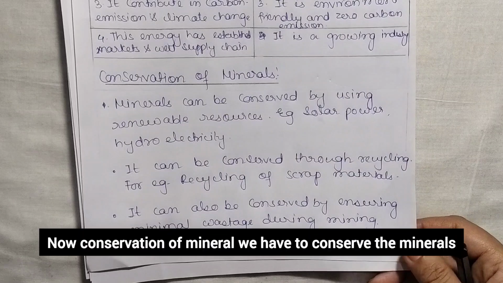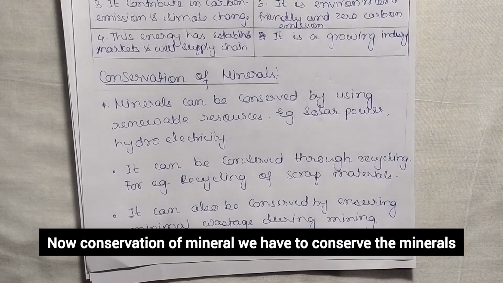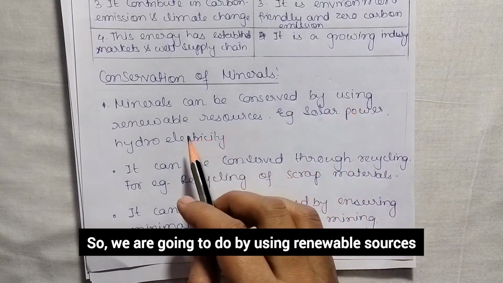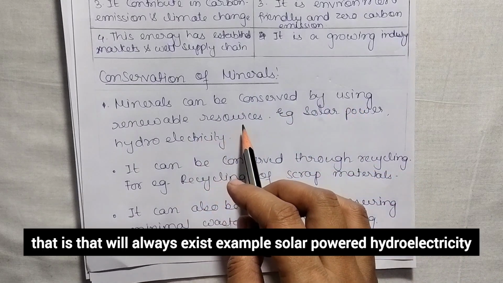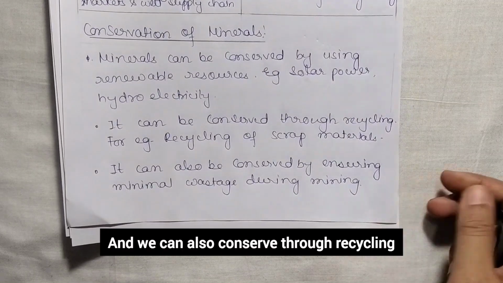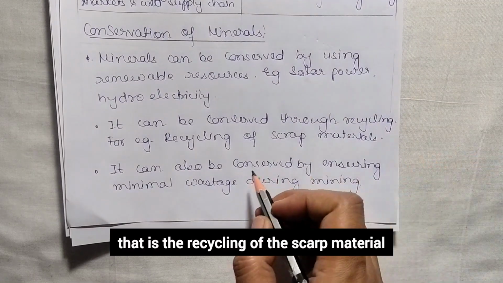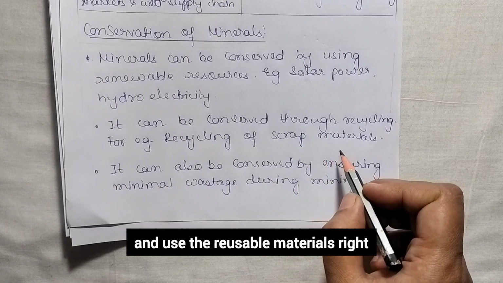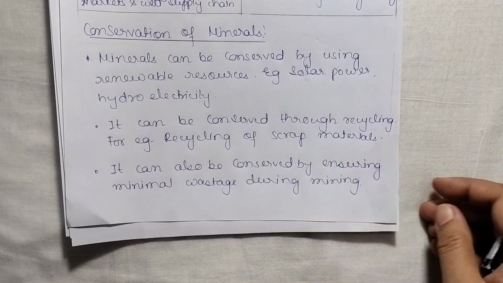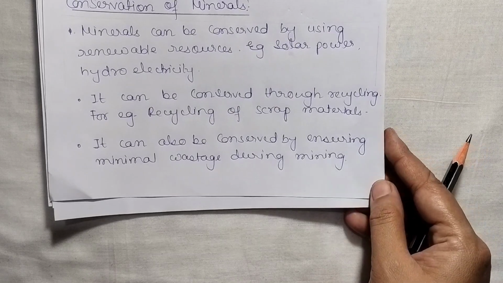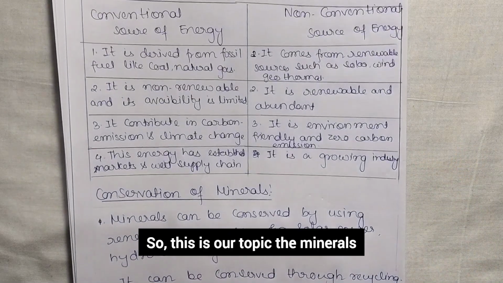Now conservation of minerals, we have to conserve the minerals, and how are we going to do it? So we are going to do it by using renewable sources that will always exist. Examples are solar power and hydroelectricity. And we can also conserve through recycling, that is the recycling of scrap material. It means we can convert and use reusable materials, right? And finally we can conserve by ensuring minimal wastage during mining. So this is our topic, the minerals.